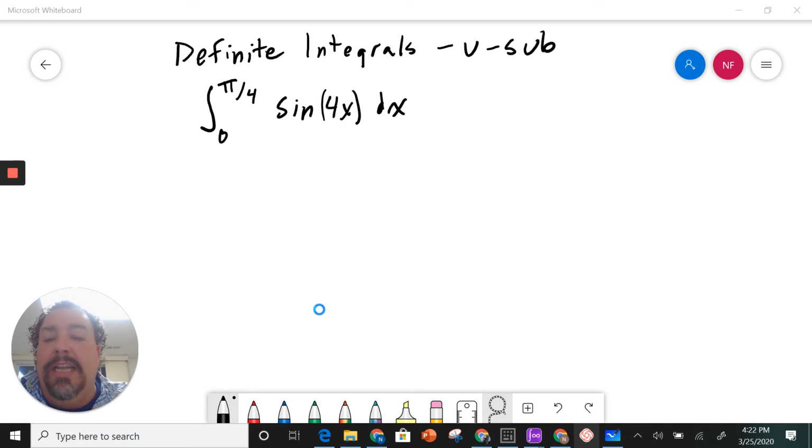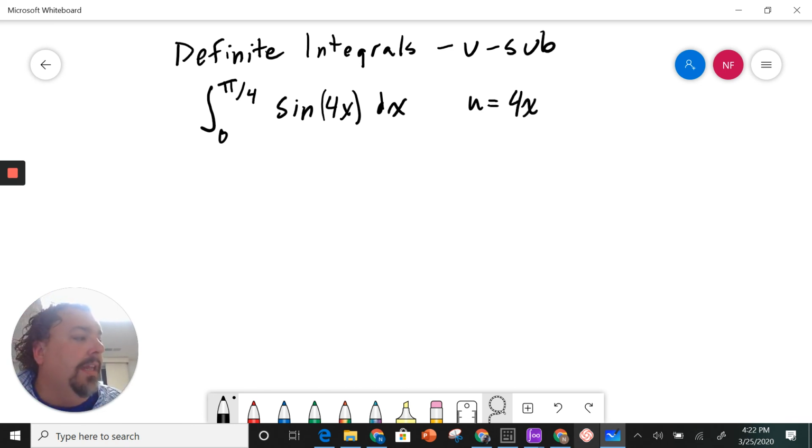It is the integral of sine of 4x from 0 to pi over 4. And we can't take the integral of this directly because we can only take the integral of sine of u du. So we've got to do some u-substitution. Usually u is going to be something pretty simple that's inside of another function and that we can take the derivative of easily. So here we're going to let u equal 4x.